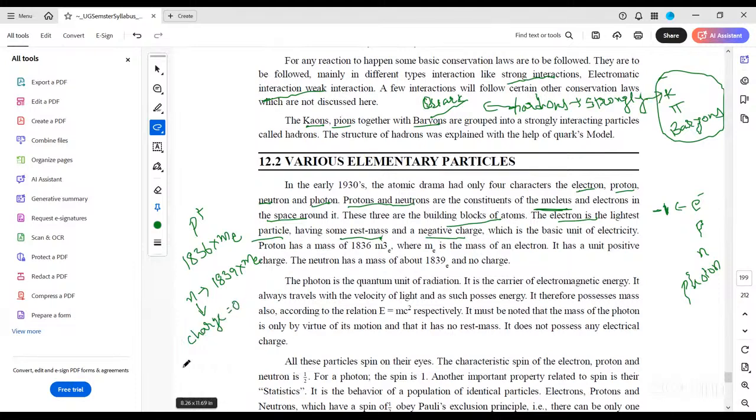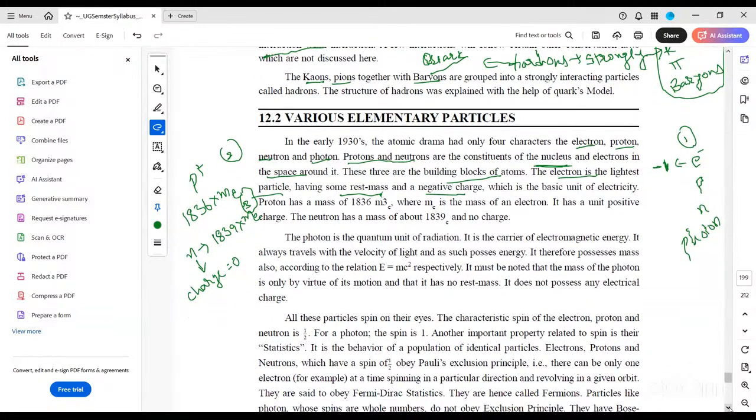Next we will take the photon. The first description is electron, the second description is proton, the third description is neutron. Next, the fourth description we have. What is the fourth description? The fourth description is photon.